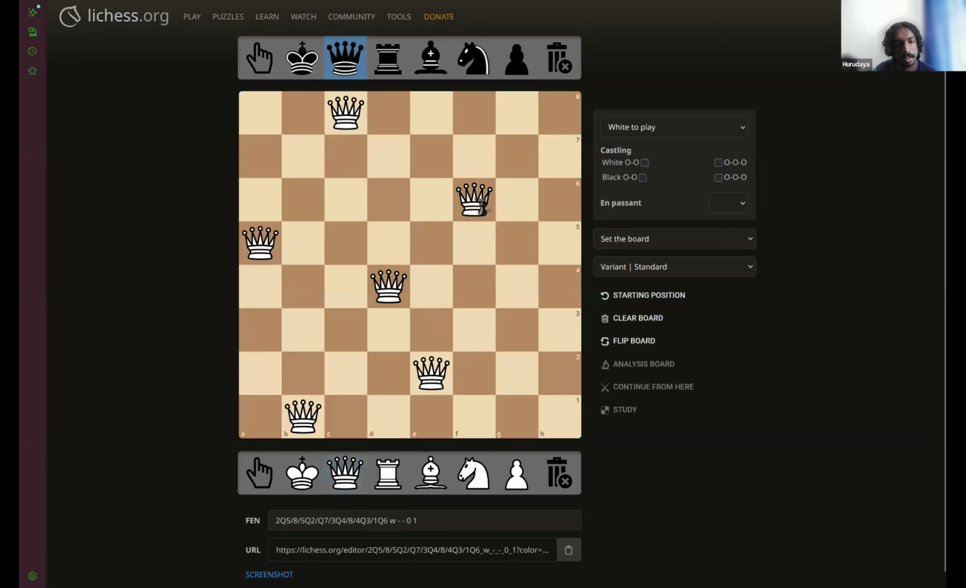Can't be at F6, right? Because these two queens attack each other. We can put it at F7. Then 7 at G3, and H6. Yeah, this seems fine to me. Yeah, this is a valid solution.